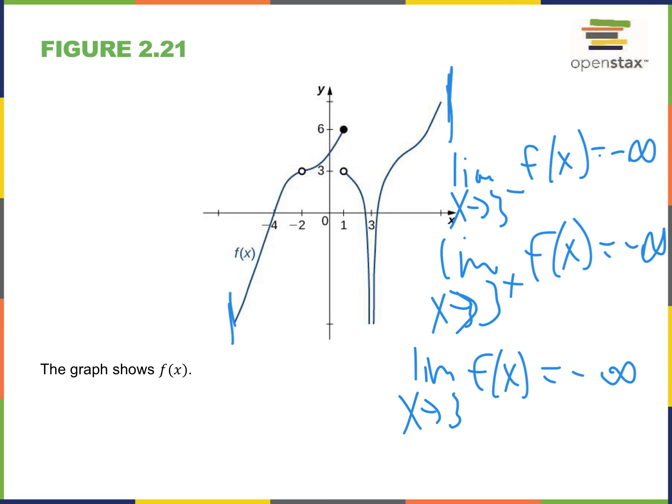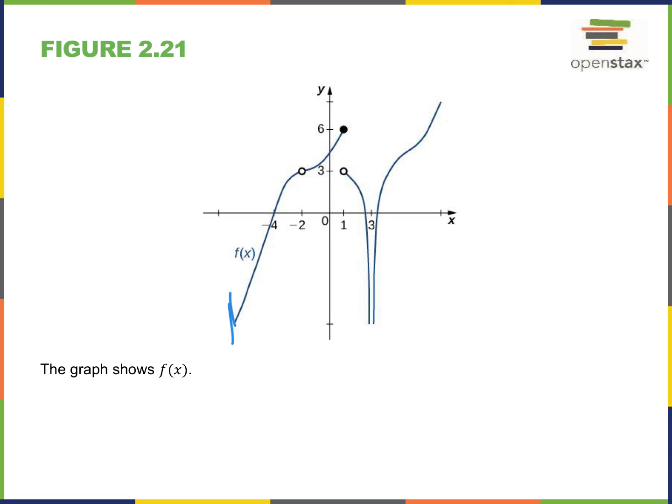Then I guess the only other issue that really shows up is what happens with that hole. Whoops, let me undo what I just did. There, I'm still recording. So at that hole, what's the limit from the left?